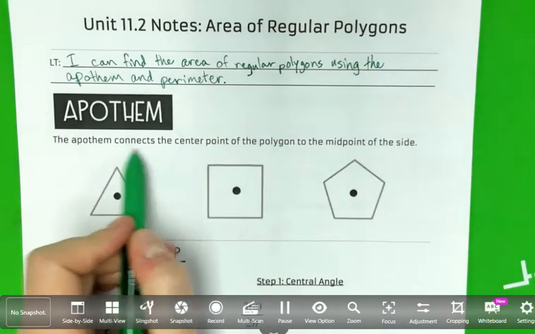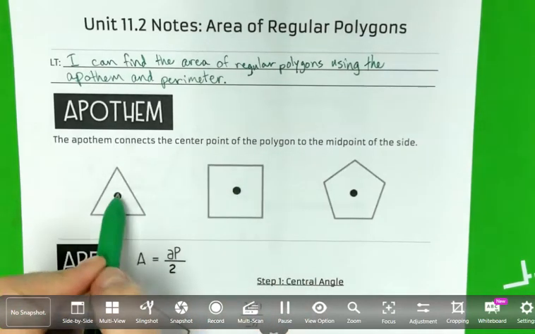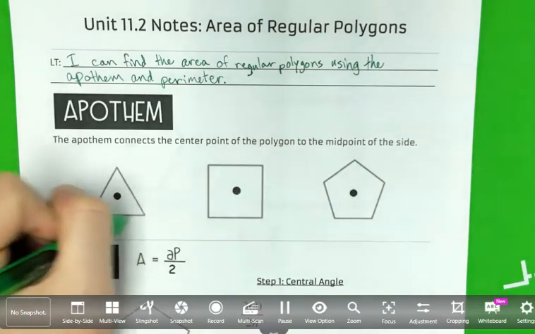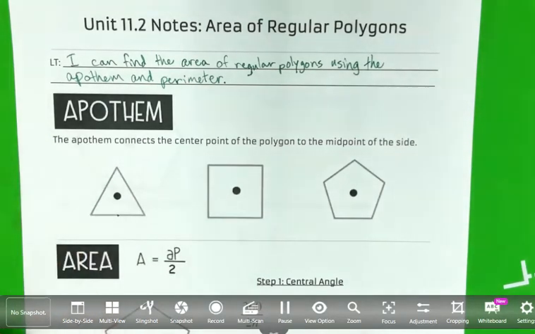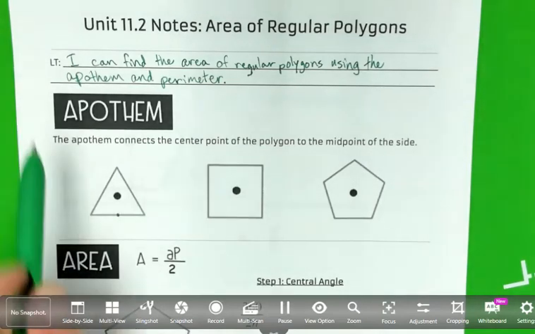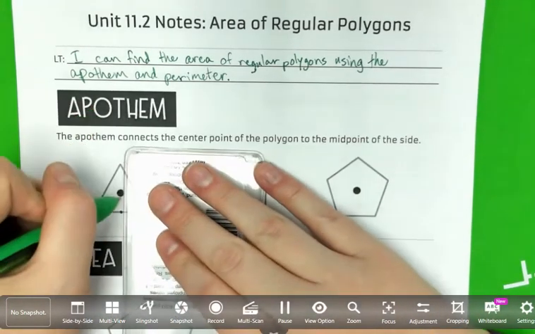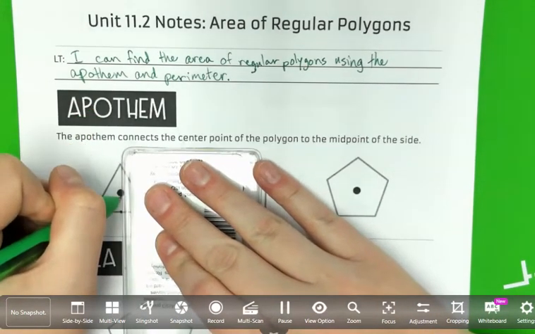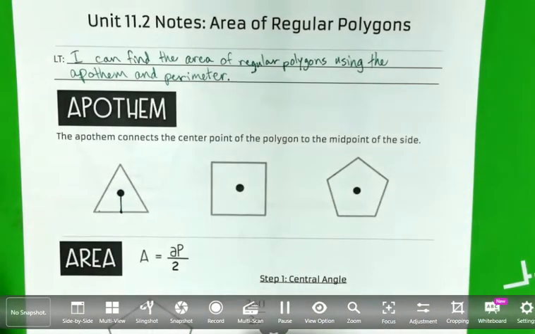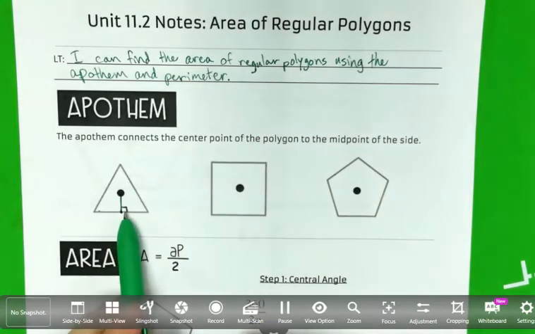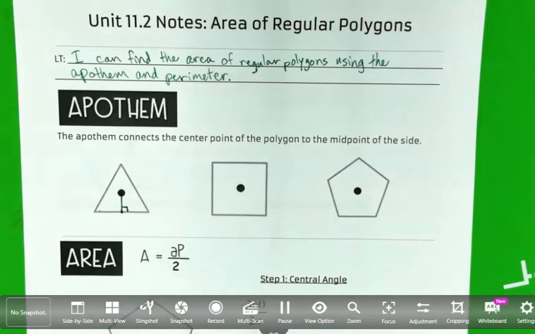It simply says the apothem connects the center point, so this point, to the midpoint of the side. Remember, the midpoint is going to be right in the middle of one of the sides. So you just connect those two, and your apothem is always going to create a right angle with the side. All right, so that's important to know. We'll be using that right angle.